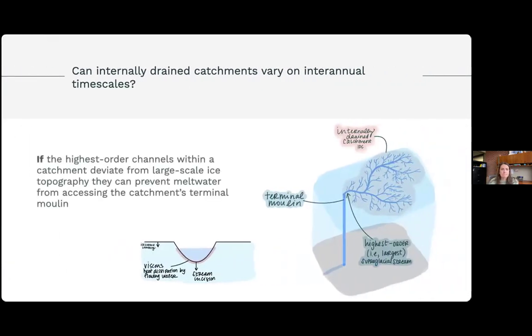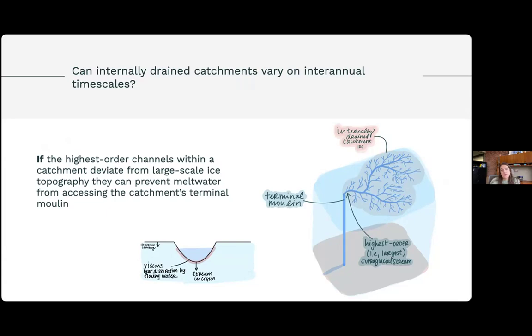However, this is all coming from the assumption that supraglacial streams generally adhere very well to this large-scale ice surface topography. However, as we know, supraglacial streams will thermally incise into the ice as they flow. This is quite variable depending on your location, but can be quite significant. And supraglacial streams have been observed to breach topographic divides or drainage basins previously in Greenland.